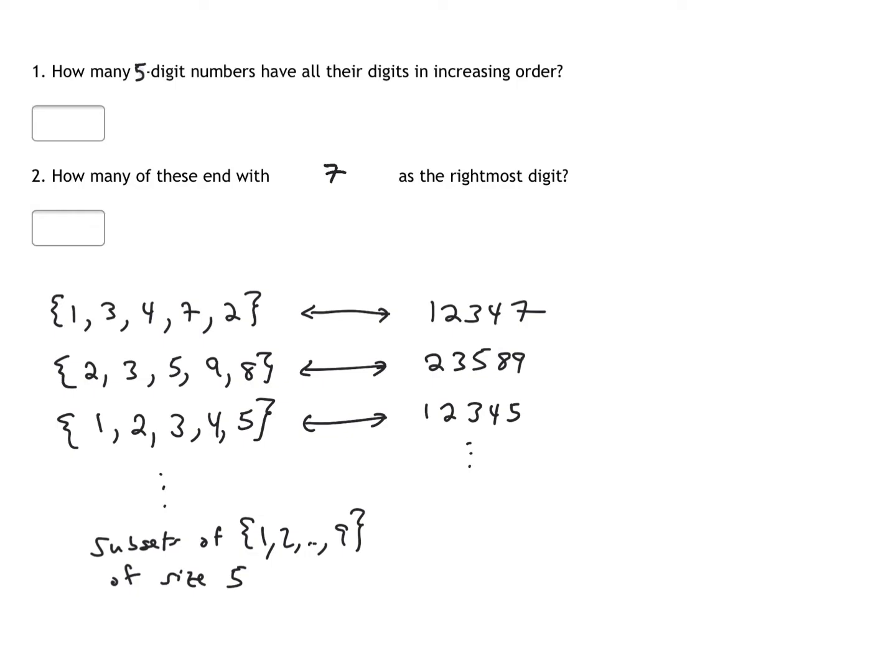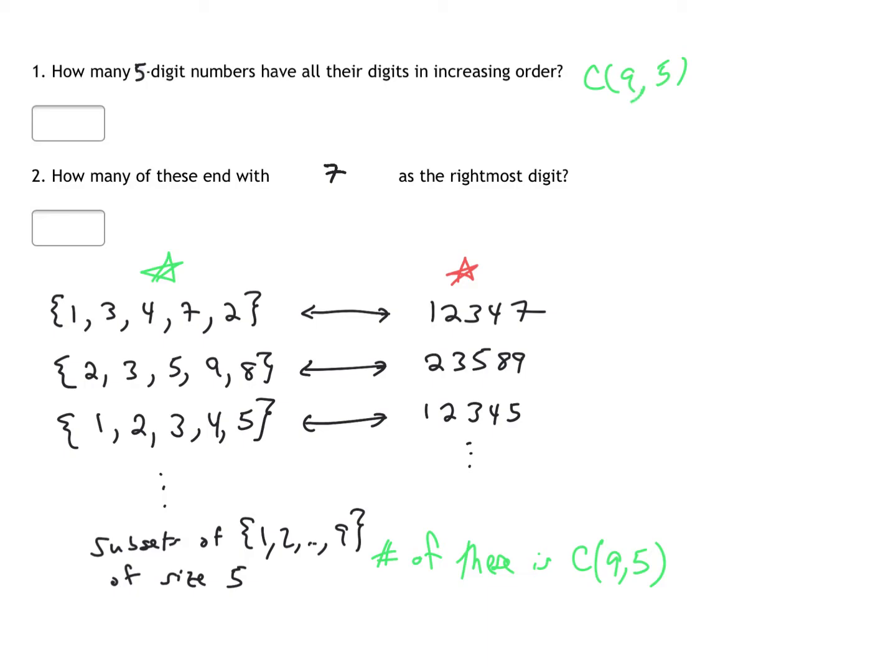So we're in the same situation we were with some other problems that we've had, where we have the thing we're trying to count on one side of this correspondence, and we have something that we already know how to count on the other side. And because these connections are one for one, we will have the same number of things over here as we have over here. So the number of subsets of size 5 from 1 to 9 is just 9 choose 5. So that would be the answer to the first problem.